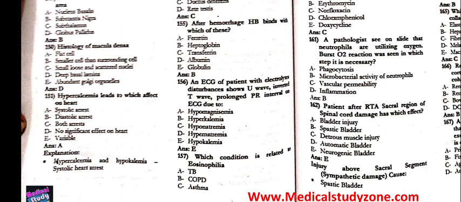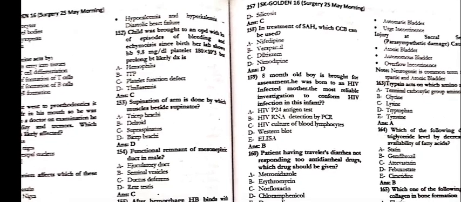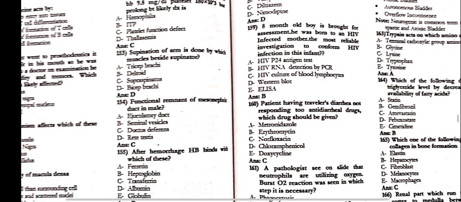151, hypercalcemia leads to which effect on the heart? Alpha systolic arrest. Next, 152, the child was brought to an OPD with episodes of bleeding and ecchymosis, but his lab are as follows. The diagnosis would be the platelet function defect.